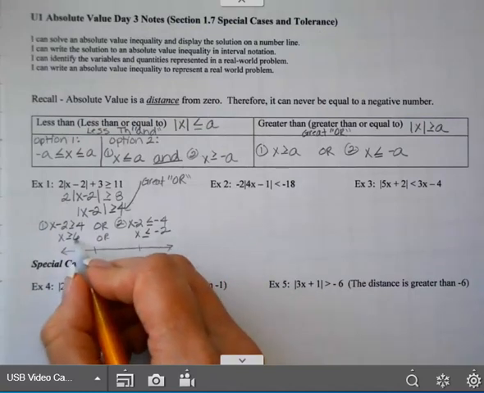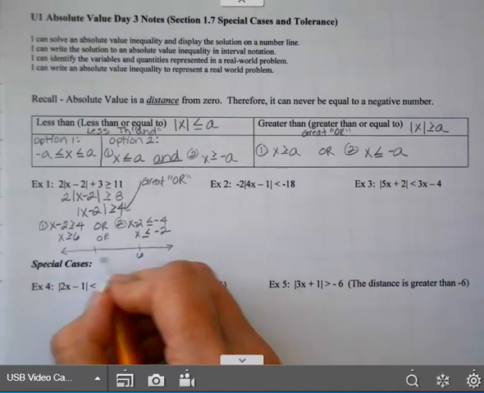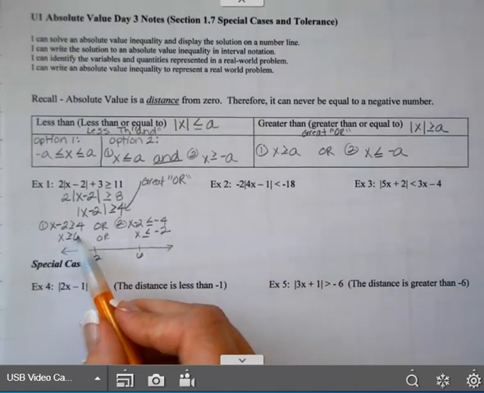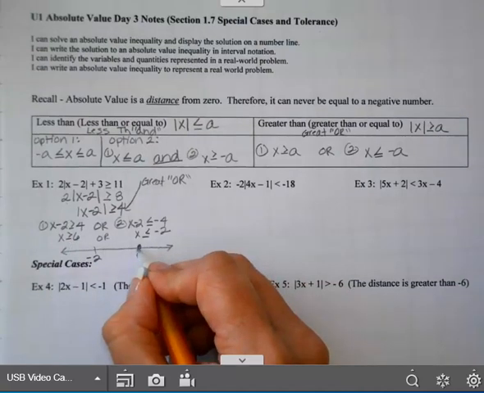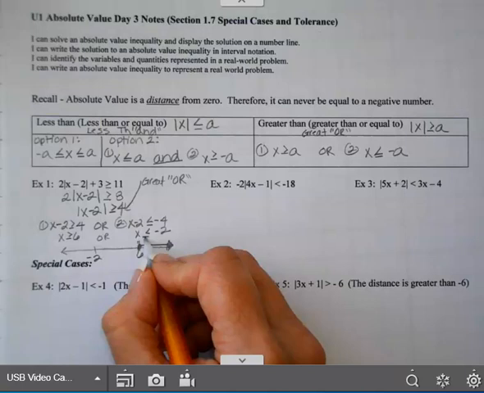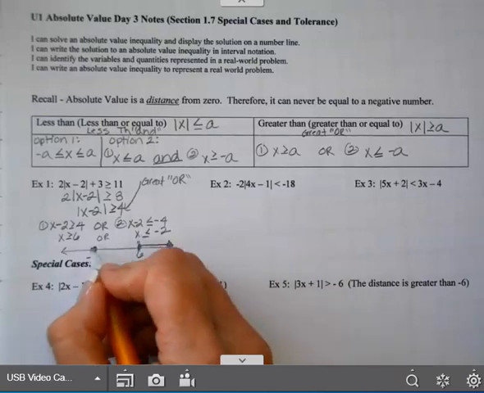Since my variables are on the left, I can go ahead and use those for my arrows. So at 6, it's included, and it's going to the right. At negative 2, it's included, and it's going to the left.